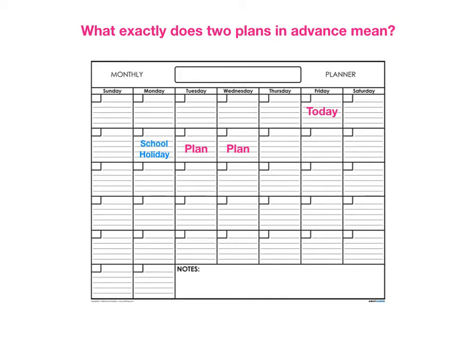If your supervisor visited you on a Friday, but there happened to be no school on Monday, you should then evidence the next 2 plans, which would be Tuesday and Wednesday. Notice that the expectation is 2 plans, not 2 days in advance.